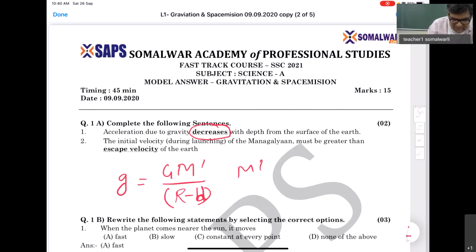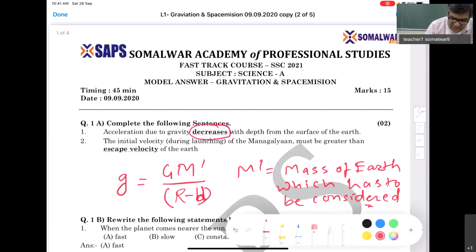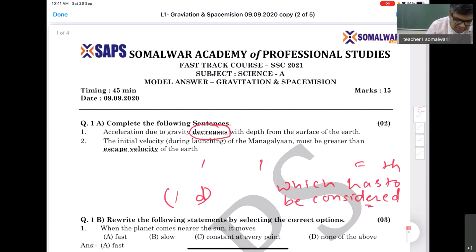This m dash is basically the mass of the earth, which has to be considered in this particular case, because as we approach towards the center of the earth, the mass of the earth which is above us has to be excluded from this computation, and therefore the acceleration due to gravity decreases with the depth. Okay, let's go to the question number 2.